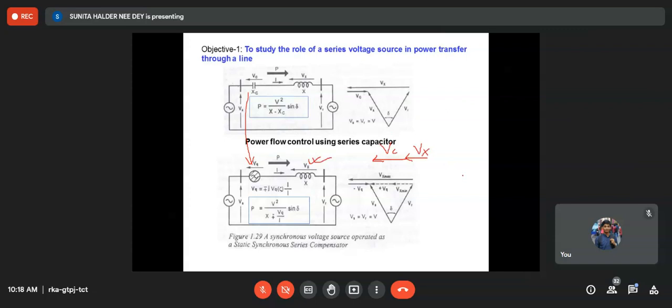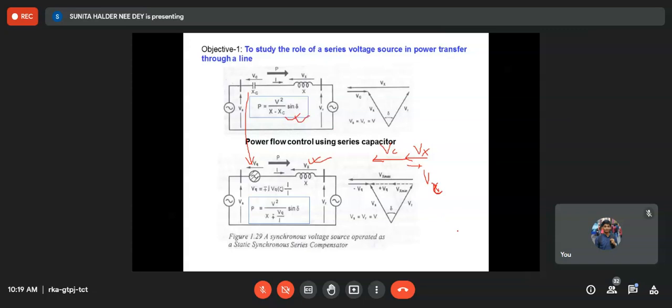You are actually increasing the voltage drop through the line. So you are actually increasing the reactance of the line, the inductive reactance of the line. So that will not help in improving power transfer. On the contrary, if you add this Vc in the opposite direction to Vx, then only the effective voltage drop in the line may be reduced. In that case, we can get this phenomenon that the power transfer in the line will be increased.